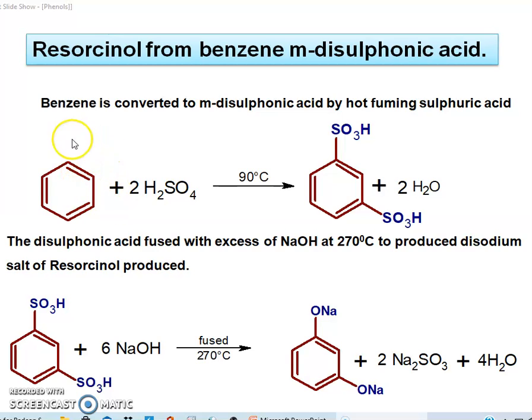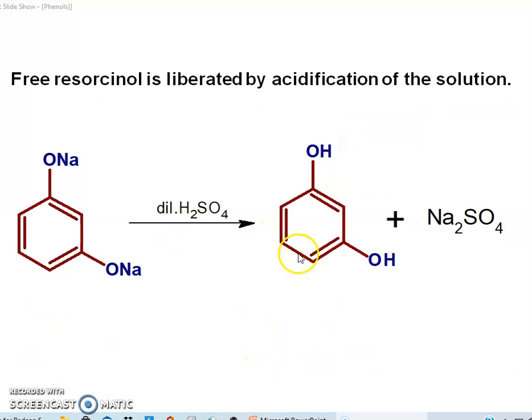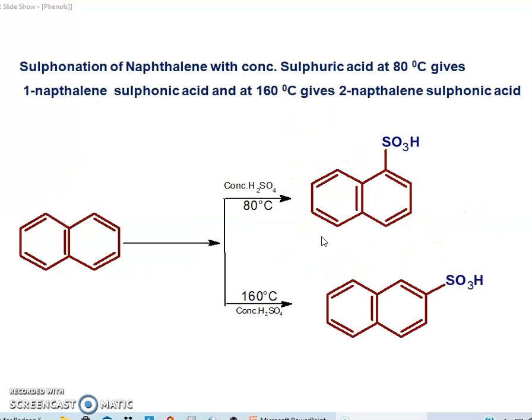What is the first step? The first step is to convert benzene to benzene m-disulfonic acid. This meta disulfonic acid is converted to the disodium salt of benzene. Then this is treated with dilute H2SO4 to convert it to resorcinol.